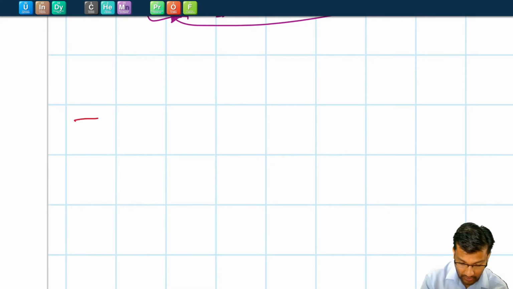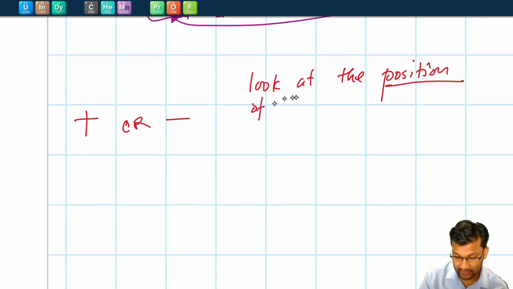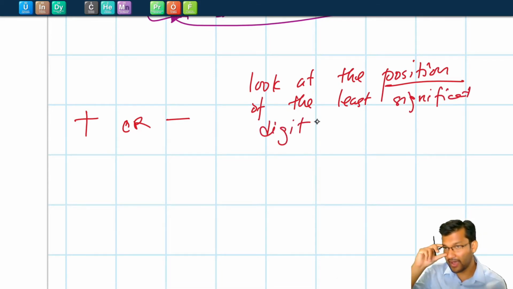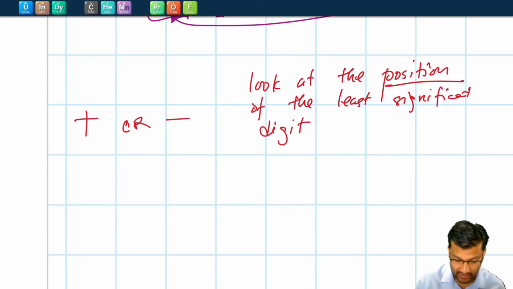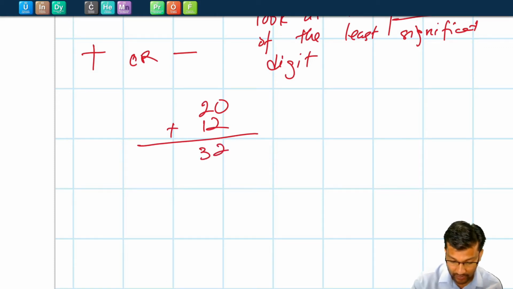All right, now let's look at addition and subtraction because those rules are slightly different. For addition or subtraction, we look at the position of the least significant digit, and we use that in our answer. So let's look at an example of adding, let's say 20 plus 12. Our answer here is going to be 32, right?